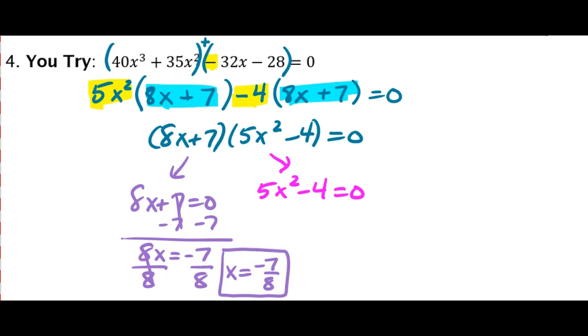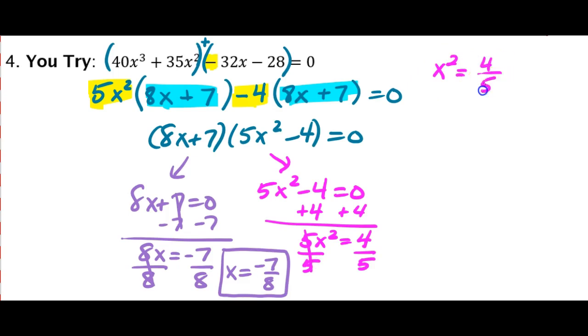Now this pink one over here, it's quadratic, meaning it's going to give me 2 solutions. However, because it's missing the b term or the middle term, I can use square roots to solve this. So the first thing I'm going to do is get the x squared by itself. So I'm going to add 4 to both sides, leaving me with 5x squared equals 4. And then I'm going to divide both sides by 5. So I would have x squared equals 4 over 5.